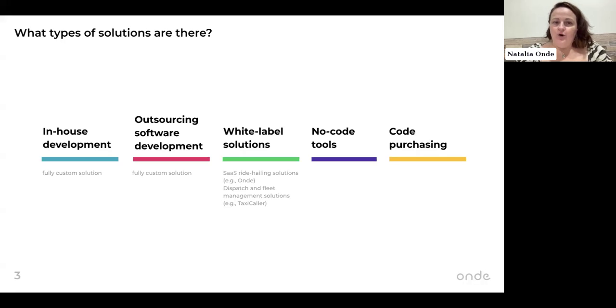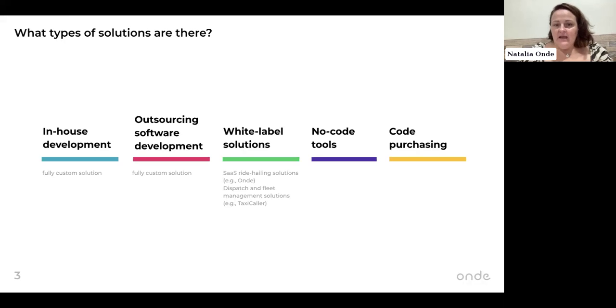You can also order outsourcing. Basically, you can go to IT companies who provide development services and order a system for yourself. You can also come to white label providers like us, for example, or any other companies on the market. There are also cheaper ways of developing software, like no-code tools, or even purchasing source code from different types of providers. So these are the main ways where you can get the solution from.